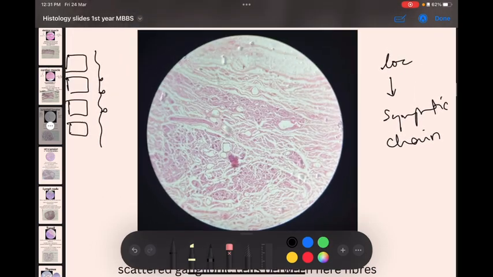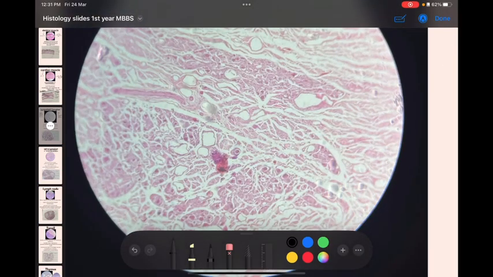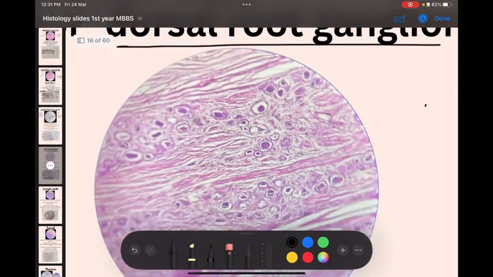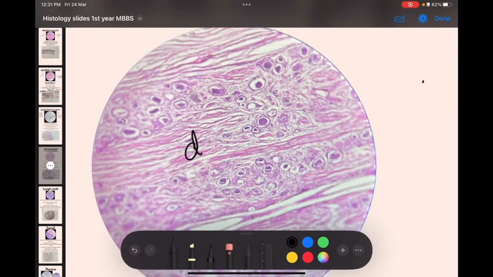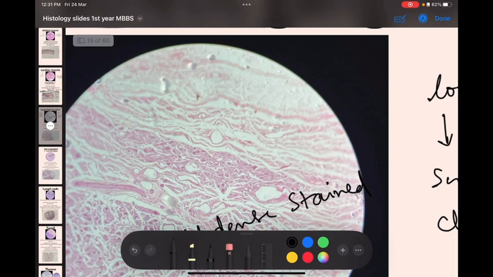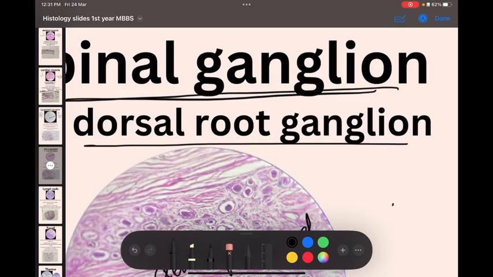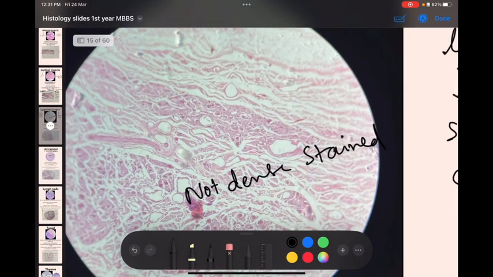So this is how a sympathetic ganglion looks. It is pale, I mean it is not densely stained. Whereas your spinal ganglion, see, it is densely stained. You can observe which is dense, which is not dense. See, the dense stain, whereas this is not dense stain.